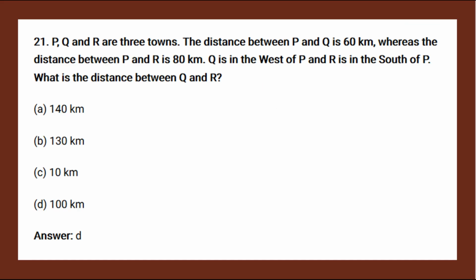Next question 21. P, Q and R are 3 towns. The distance between P and Q is 60 km, whereas the distance between P and R is 80 km. Q is in the west and R in the south of P. What is the distance between Q and R? Option A, 140 km, B, 130 km, C, 10 km, D, 100 km. And the answer is option D, 100 km.